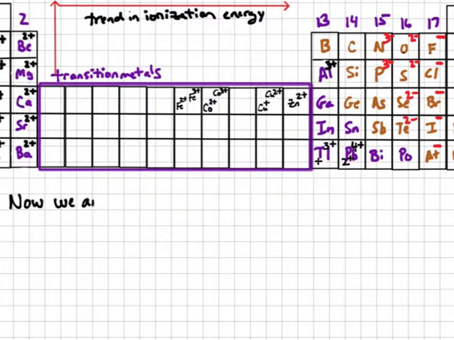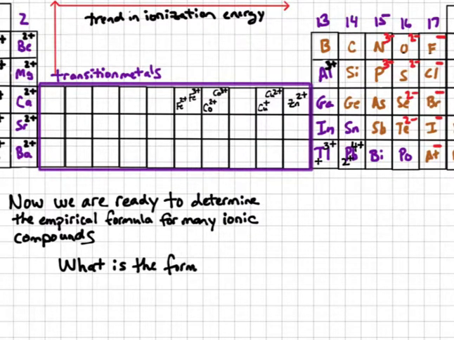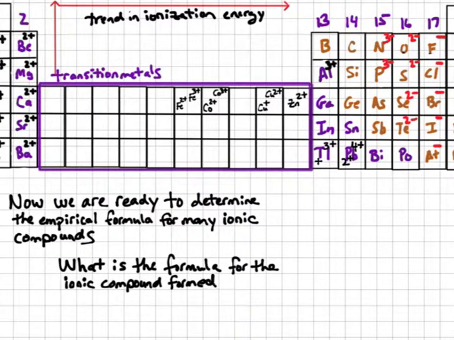Okay, so now let's go back to what we were doing in the previous video, which is to determine the empirical formula, now with the knowledge of the common oxidation states for these different elements when they're in ionic compounds. So, what is the formula for the ionic compound formed between aluminum and oxygen? So I have a reaction between aluminum and oxygen. It's going to form aluminum oxide. What will be the formula for that aluminum oxide ionic salt?